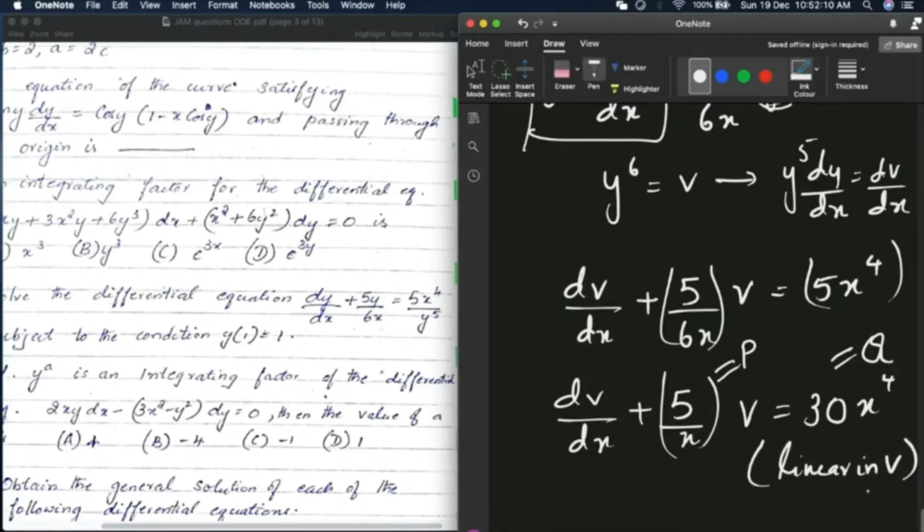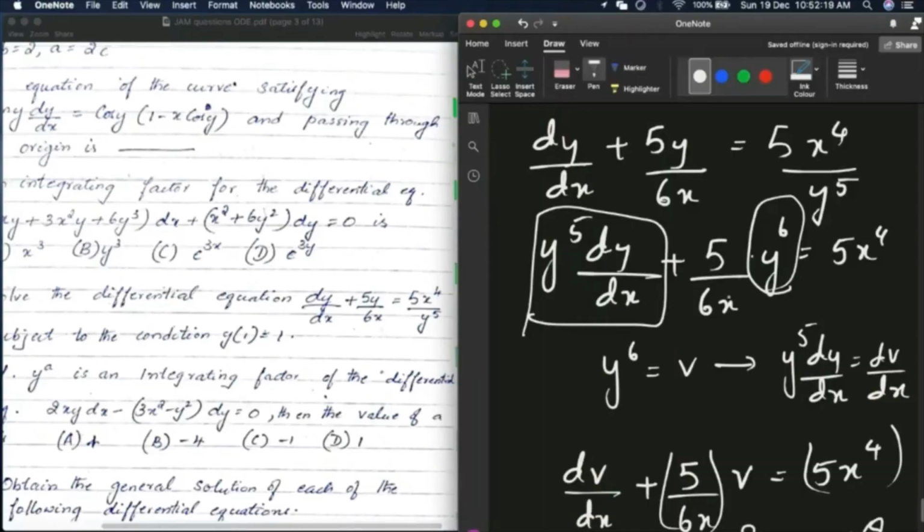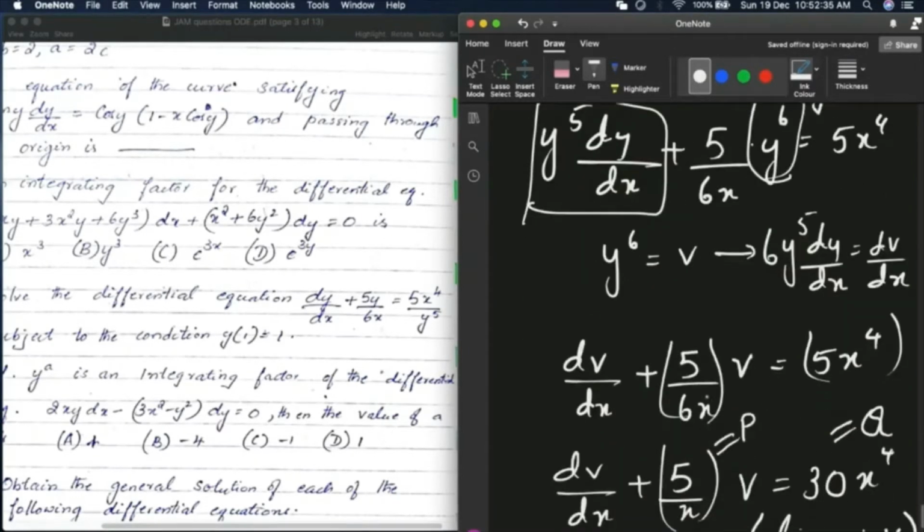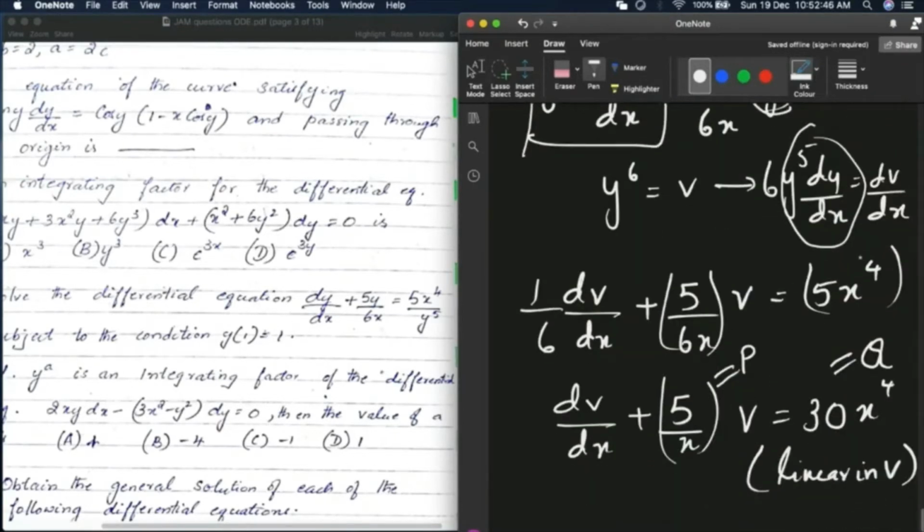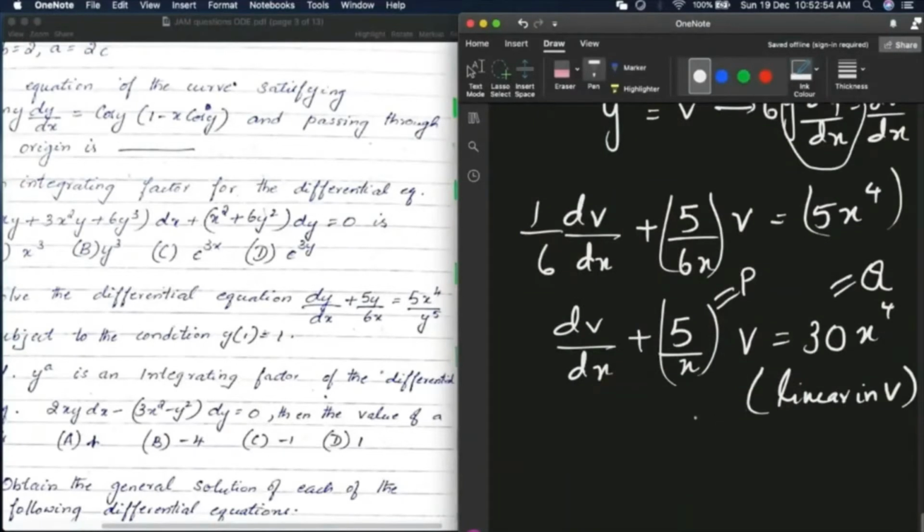Ma'am, in the previous line, we have to write 1 by 6 dv by dx. Correct, there's a constant coming now. The 6 was there in the question. Yes, 1 by 6 into dv by dx. I forgot that. See, a constant is not going to create any problem anyway. So 1 by 6 I should write. It is common, you can take it to the other side. A constant multiple will not create any problem, you can divide or multiply throughout and get rid of that. Do all those manipulations before you go to the exact formula.